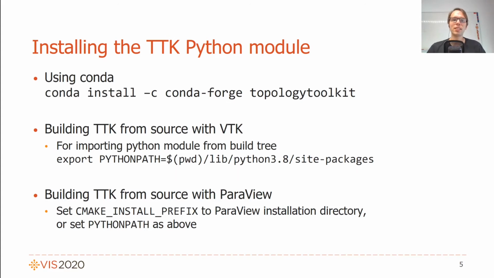So for installing the TTK Python module, the easiest way is using Conda. There's a package called Topology Toolkit provided through the Conda Forge channel, and this should just work on the major platforms. Of course, you could also build TTK from source, which will then automatically detect if your VTK or ParaView installation has Python support enabled. If you would like to use the Python module from the TTK build tree, you need to additionally export a Python path to make the path to the Python module known to Python.